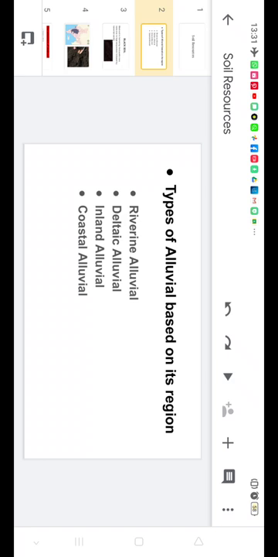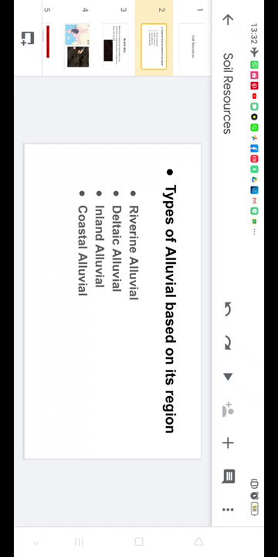Next one is the deltaic alluvial. It is the alluvial soil found in the delta of Ganga, Brahmaputra, Godavari, Krishna. It is very compact and clayey in nature and can hold moisture for a long time. Inland alluvial soil is found in the river basins of Ganga, usually in the middle course of the river. It is loamy soil and very fertile, and it is easy to plow.